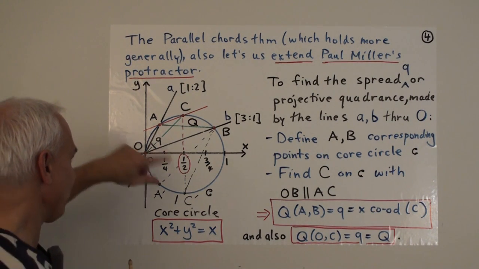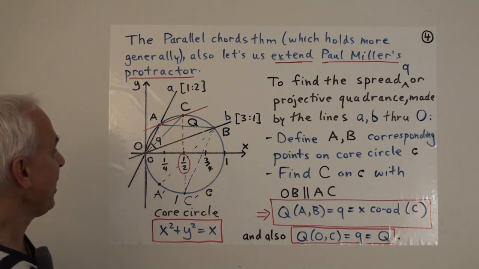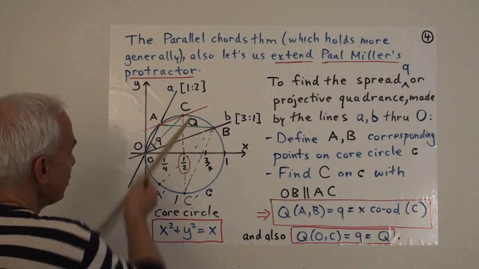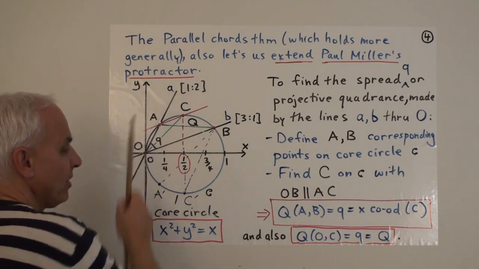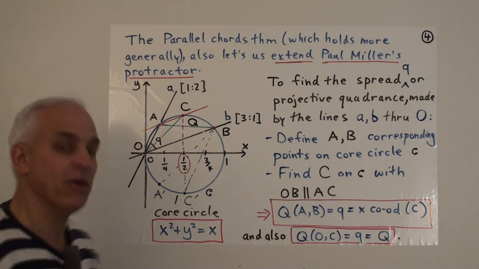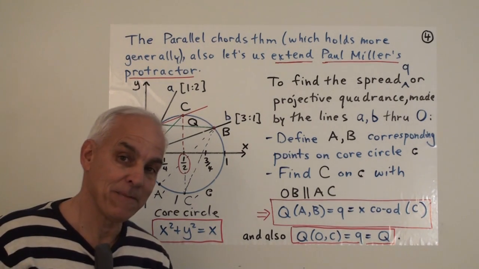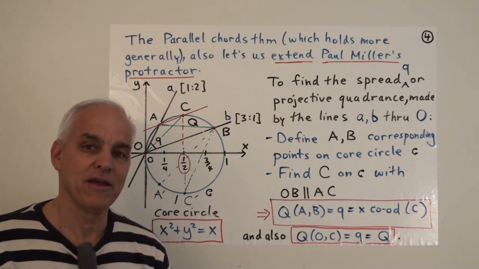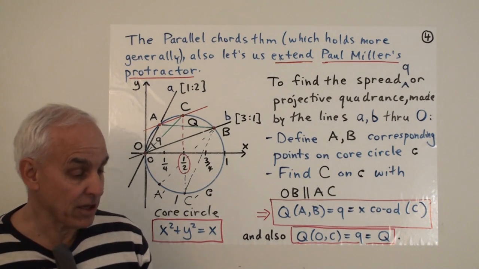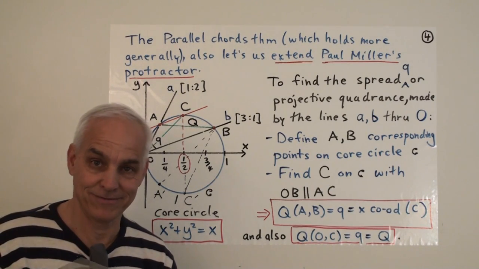So there's actually a number of different ways of getting at this point C, or maybe that point C prime, in order to find the quadrants between these 2 points here, or equivalently, the projective quadrants or spread between these 2 lines here. So Paul Miller's protractor is a very flexible and a powerful tool. And remarkably, it works beautifully for other geometries as well, not just the Euclidean one. In particular, it works for the red relativistic geometry just as well.